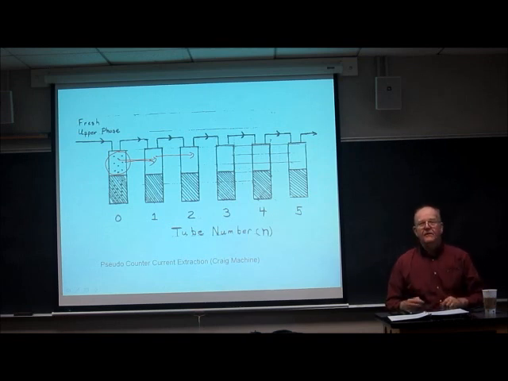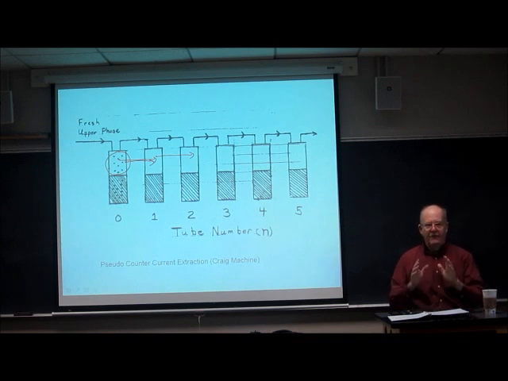So the fraction of the solute that's at equilibrium in this tube, after the first extraction, down here is what? 50-50. The fraction down there is a half, the fraction up there is a half. Okay, at equilibrium. Now we're going to take this.